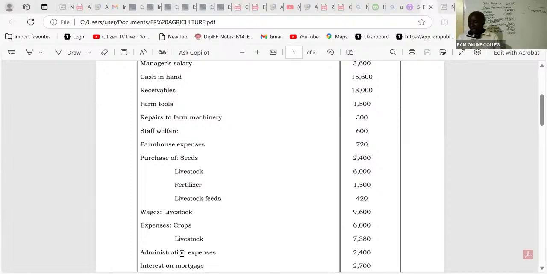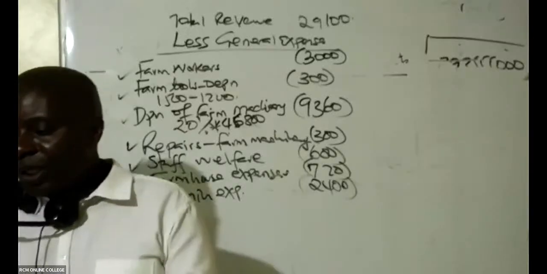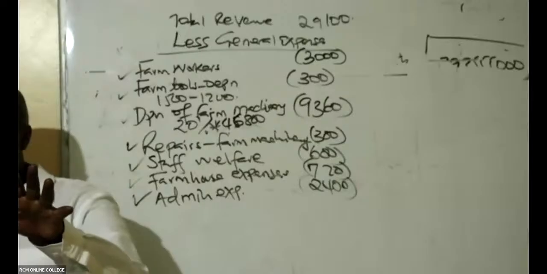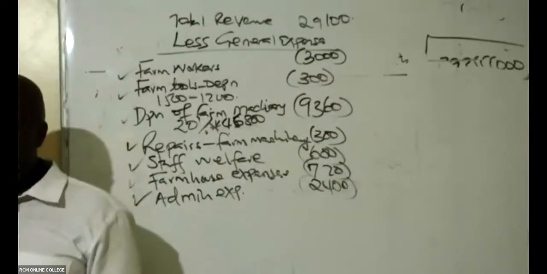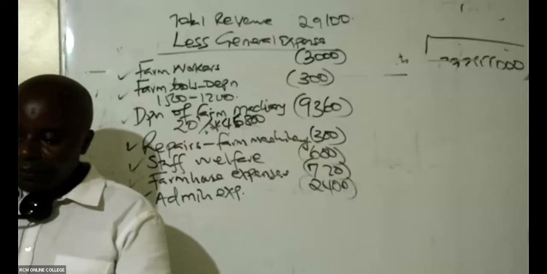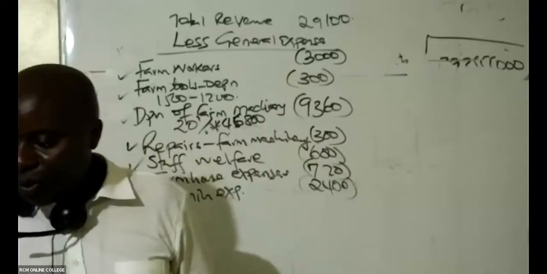Administration expenses are 2,400. So, ladies and gentlemen, I would want to pause there and ask whether you have been able to reach exactly where we have reached. Okay, great. Then we can continue.